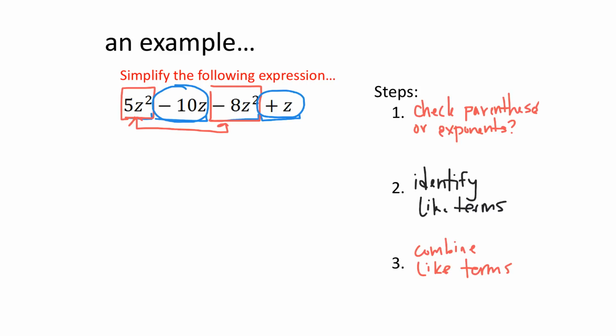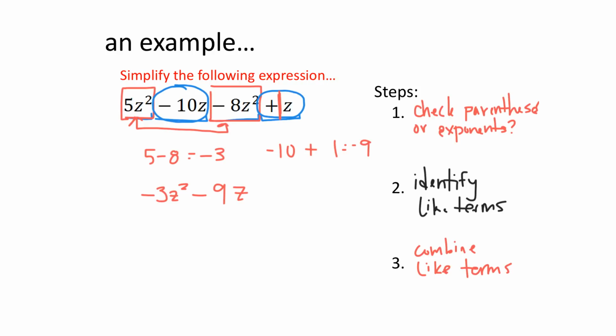Those are basically just kind of there along for the ride. The only thing that we change are the numbers. And so we have 5 minus 8, and so that would give us negative 3. So my first term is negative 3z to the second. And then I have minus 10 plus 1z. Remember, we always have that hidden 1 in front of those variables, and so that would give me negative 9z, because negative 10 plus 1 is negative 9.